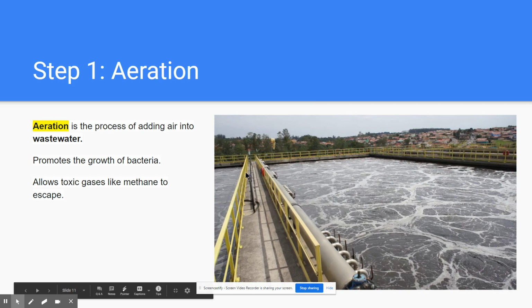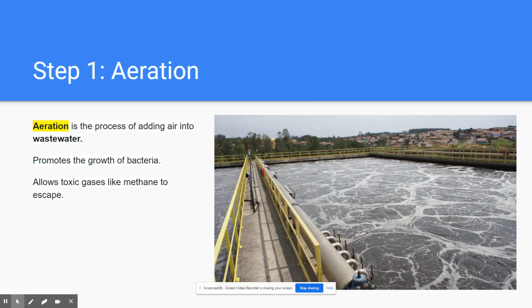Okay, so let's write it down. Step 1. Again, you should be writing this underneath your diagram for students that are in the classroom. Students at home, we're just writing it down on page 9 in our notebook. Step 1, aeration. This word is aeration, okay?